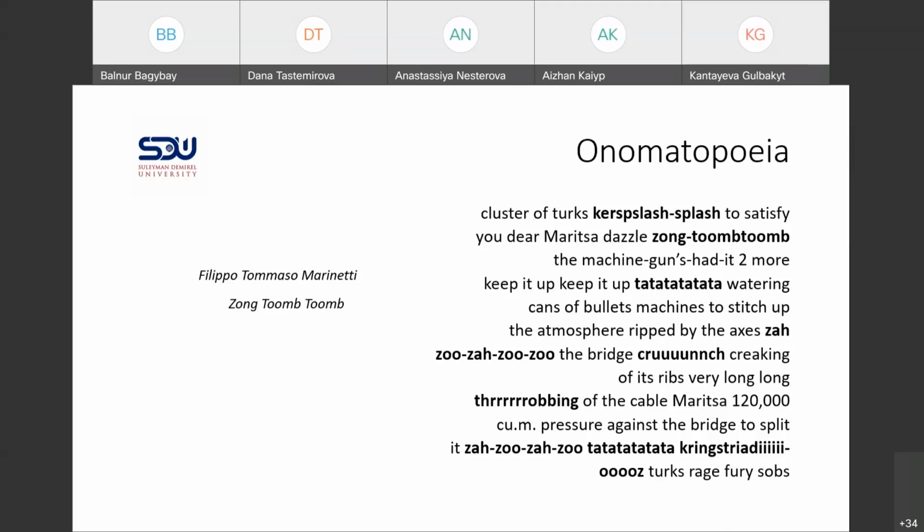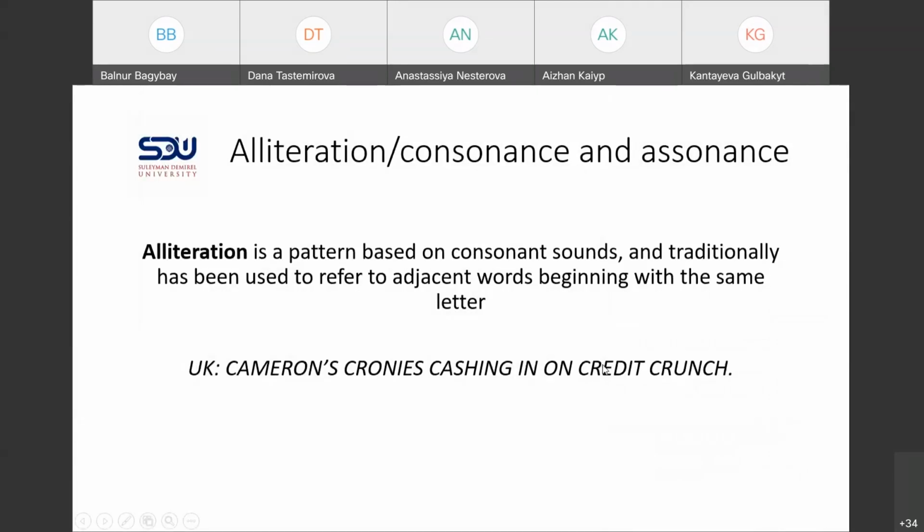Okie dokie. Next. So let's talk about alliteration, or as we call it, consonance and assonance. Alliteration, or consonance, is a pattern based on consonant sounds only. It is usually used to refer to adjacent words beginning with the same letter. For instance, let's have a look at the example: Cameron's cronies cashing in on credit crunch.